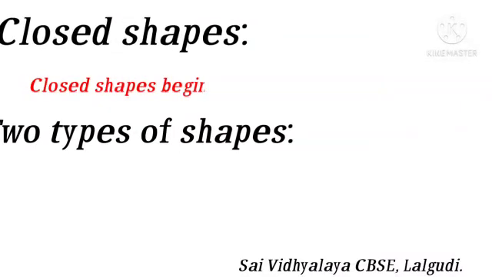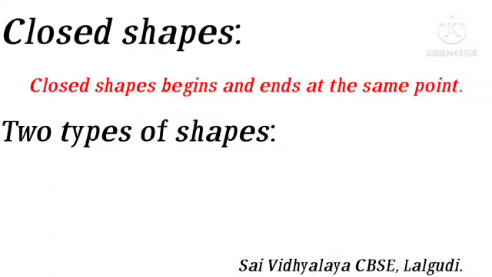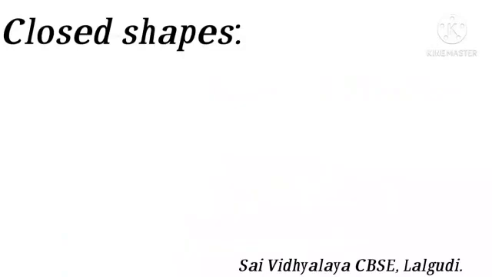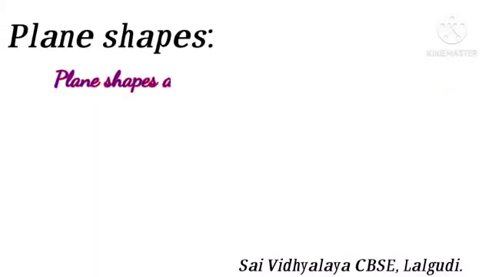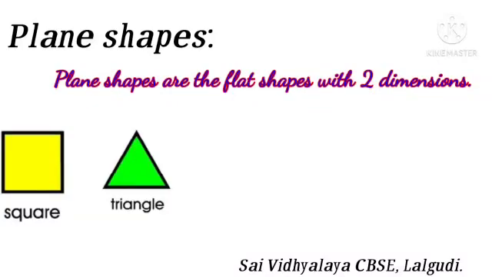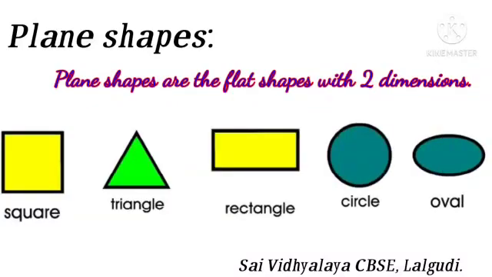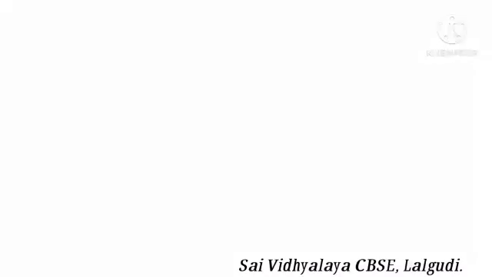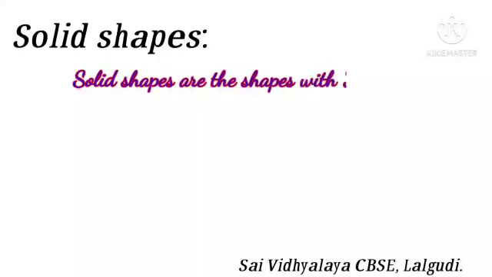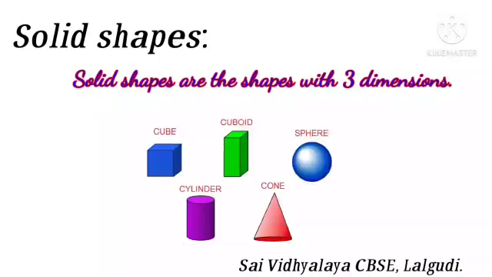Closed shapes are of two types. They are plane shapes and solid shapes. Plane shapes are the flat shapes with two dimensions. For example, square, triangle, rectangle, circle and oval. Solid shapes are the shapes with three dimensions. For example, cube, cuboid, cone, cylinder and sphere.